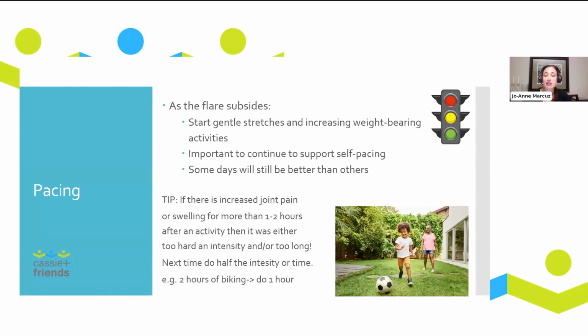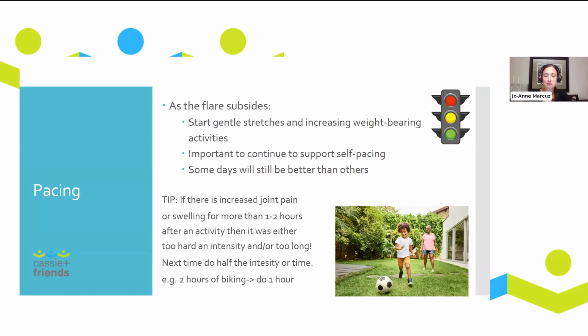As the inflammation comes better under control, thanks, Sarah, we approach the yellow light. We can start to introduce some gentle stretching, gradually increasing activities, increasing weight bearing. It's important to continue to allow for that self-pacing and reiterate and remember that symptoms can change day to day and even morning to afternoon.